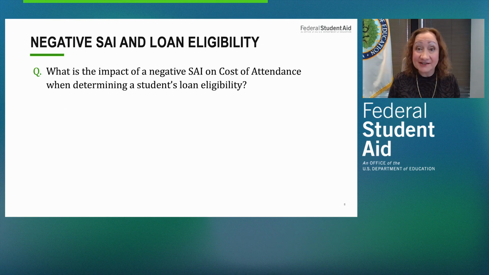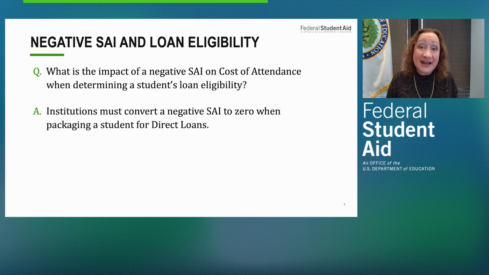Our next question is a good one. What is the impact of a negative SAI on cost of attendance when determining a student's loan eligibility? Well, you cannot use a negative SAI to determine a student's direct loan eligibility. You must change a negative SAI to 0 before packaging the student. And I'll explain why we have to do that. Because subtracting a negative number is the same as adding a positive number. So if we subtracted a negative SAI from the cost of attendance, it would be just like adding the SAI back to the cost.